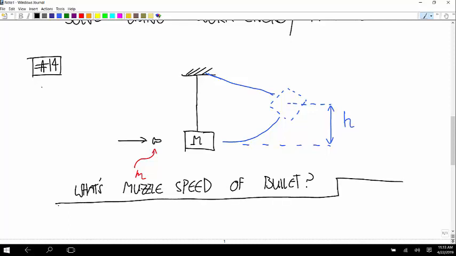Before there were high-speed videos, this was the way bullet speeds were measured. This was actually a thing that people did to figure out how fast the bullet came out of the gun, because measuring the height that this big mass swings is a lot easier to do than trying to measure the speed directly.